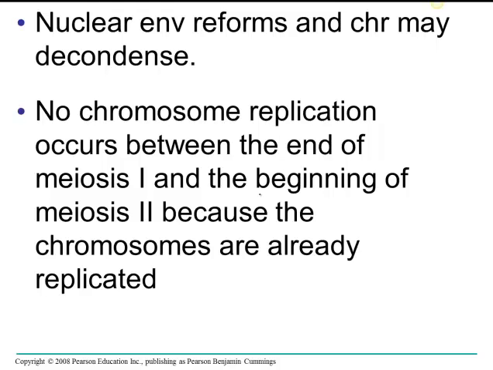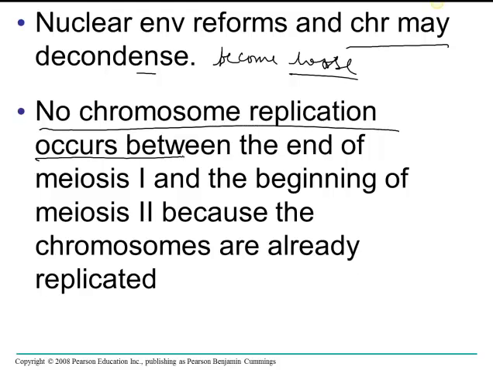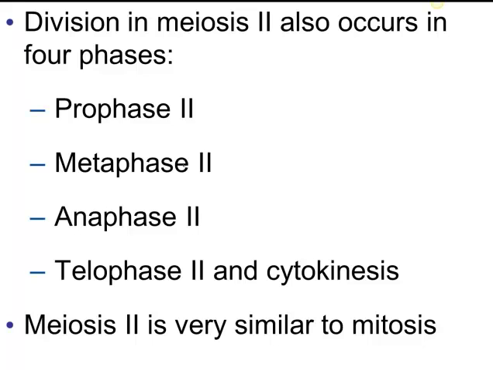Then the nuclear envelope reforms. The chromosomes may decondense, meaning become loose. No chromosome replication occurs. So replication has occurred already, finished in the S phase. Nothing happens here now. Okay. Then you have prophase 2. Now prophase 2, metaphase 2, anaphase 2, telophase 2 and cytokinesis are very, very similar to what is happening in mitosis. Okay, you will see that.